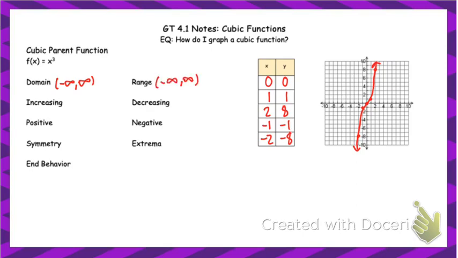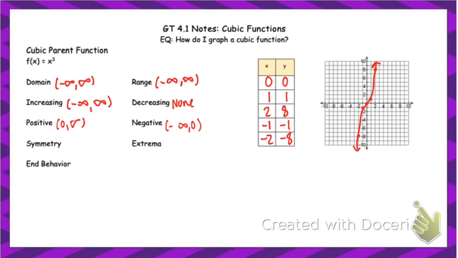This graph is increasing on the entire function, so left to right, my y's are always getting bigger. This graph does not have any decreasing intervals. This graph is positive everywhere that it's above the x-axis, which is from 0 to infinity. This graph is negative from negative infinity to 0.